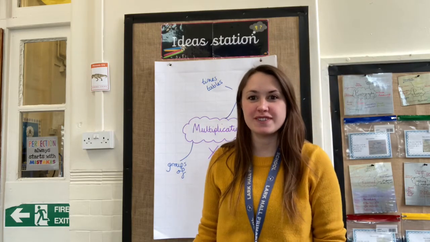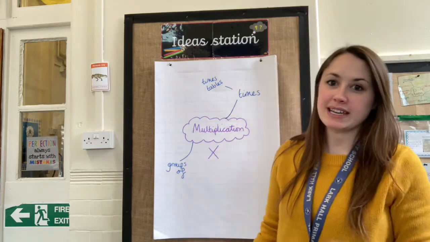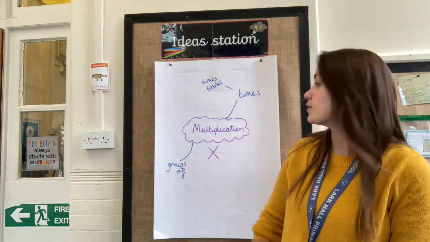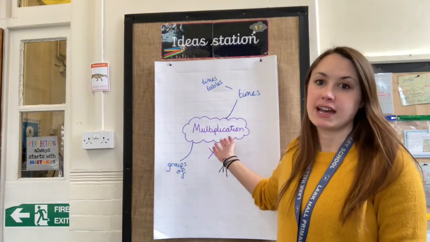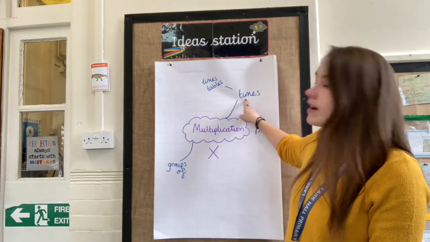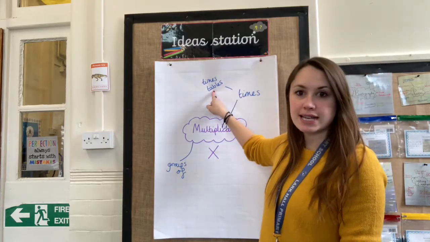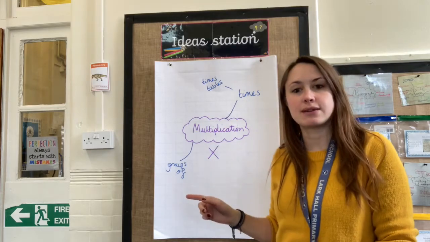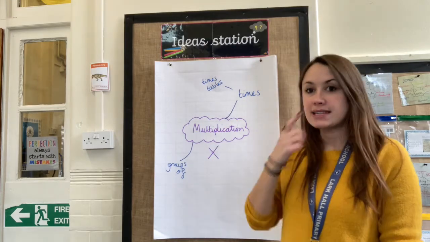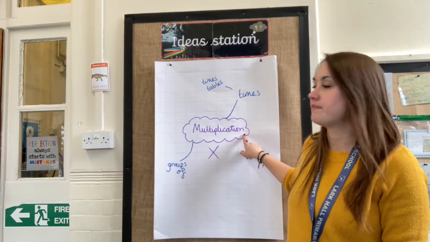I'm just going to make a short video to help you with your maths this week. So this week in maths, you're going to be moving on to multiplication. And multiplication, what does that mean? That means timesing numbers together. You might think of your times tables, your 2 times tables, your 10 times tables, your 5 times tables. That is multiplication. You're multiplying numbers together.